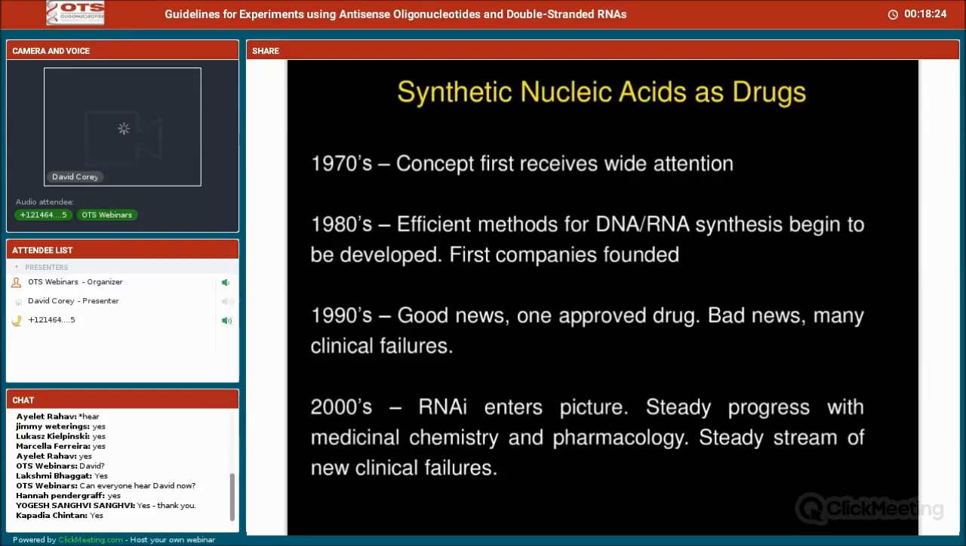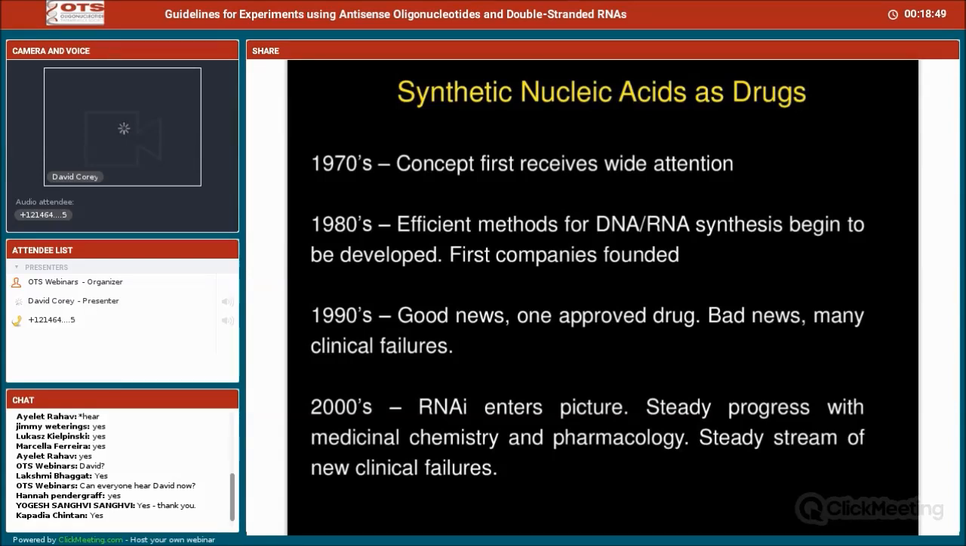The good news was that there was one approved drug. The bad news was that there were many clinical failures. And one of the reasons for this was that an entirely new field of science needed to be developed around antisense oligonucleotides. And there were many challenges that the pioneers of the field had to overcome. And we're going to discuss that more later.